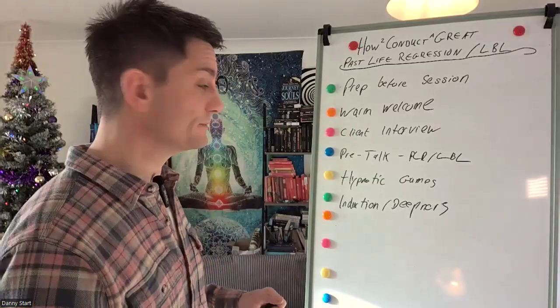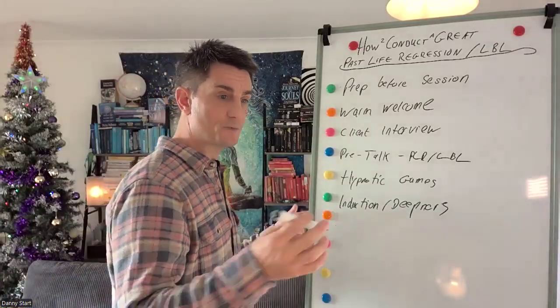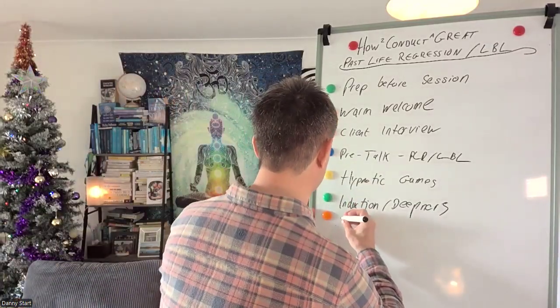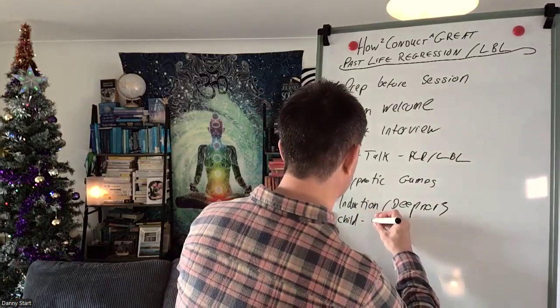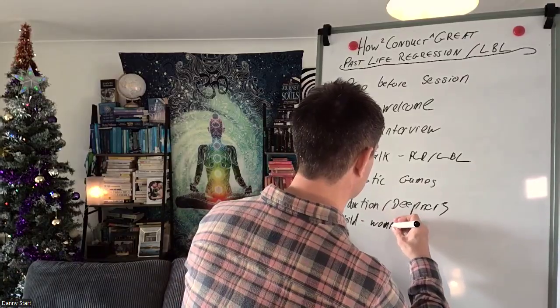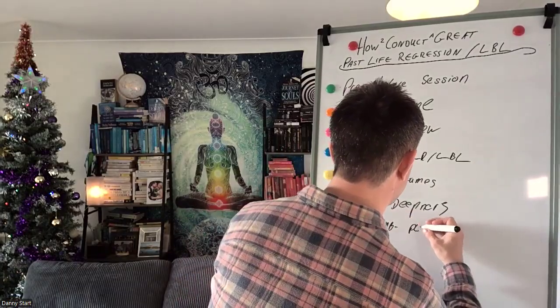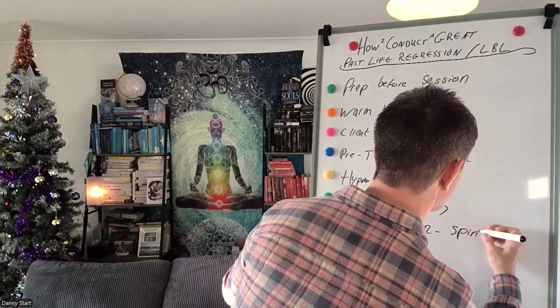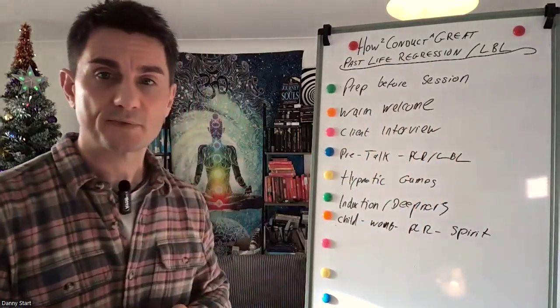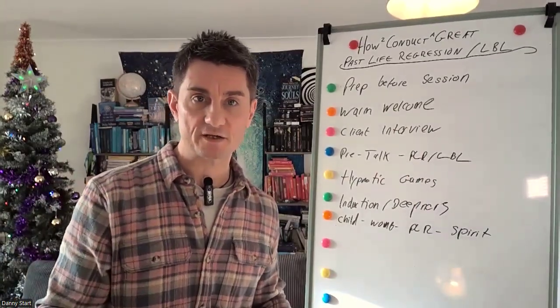So inductions and deepeners. So the next thing we're going to do is we're going to do the actual route. So that might be to childhood, maybe womb, maybe to the past life regression, and then into spirit. Now, this is going to be different for every client too.